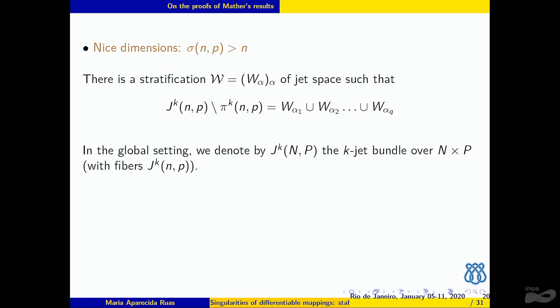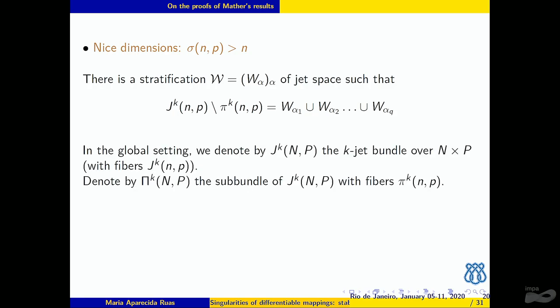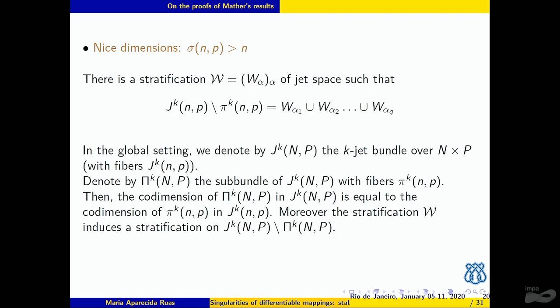And of course, I can extend this stratification to the whole fiber bundle, because we have the action of the A group on the bundle, and use Thom's transversality theorem. Thom's transversality theorem says that maps transverse to the stratification form a dense set, of course. But maps transverse to this stratification are stable by the previous Mather results. Okay, so this gives the proof of theorem A.